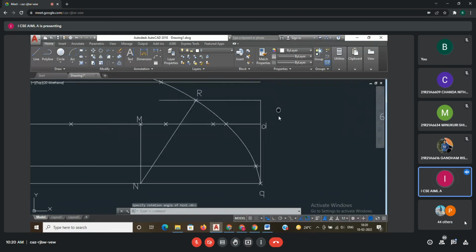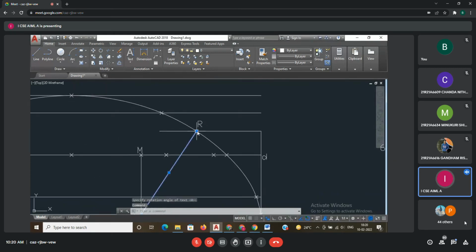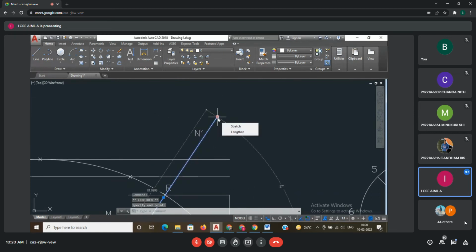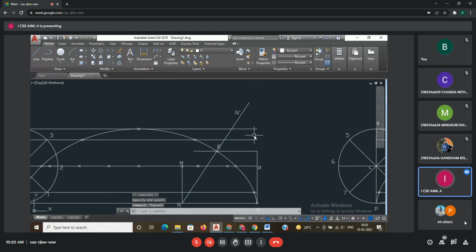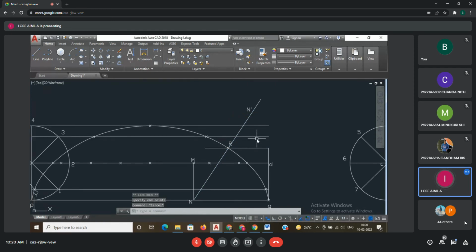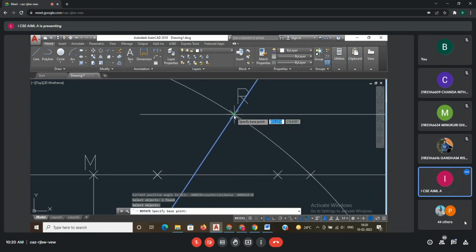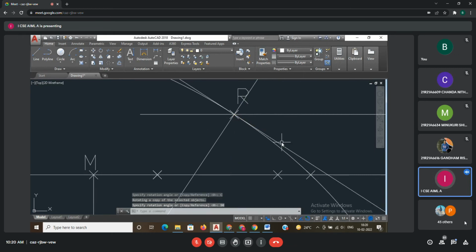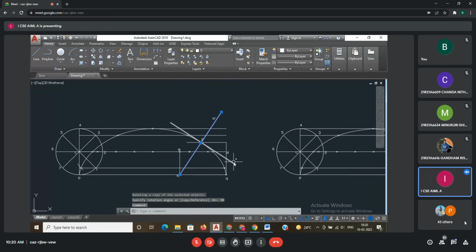Okay. Now, this is your normal line. Just extend this line. This is your normal line. 90 degrees to this normal, you will get the tangent. For that, you can use the rotate option. Select the line, press enter, select the base point, go for the copy option and give 90 degrees. You will get one line. This is your tangent line. This is your arc.